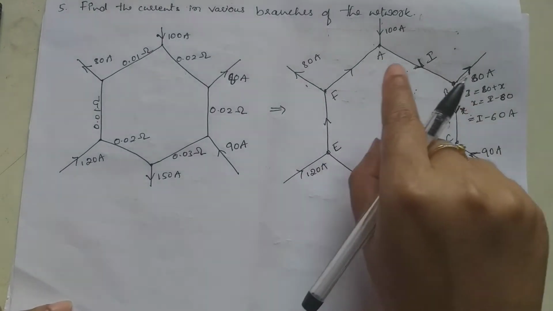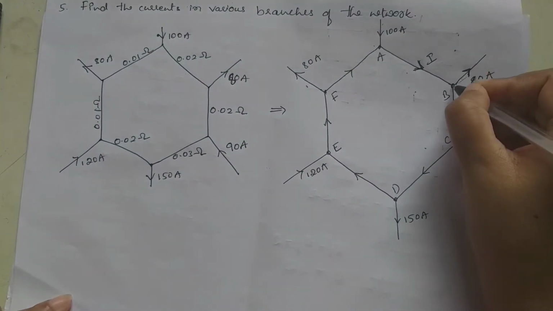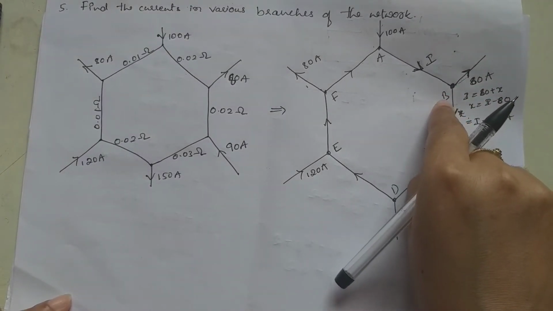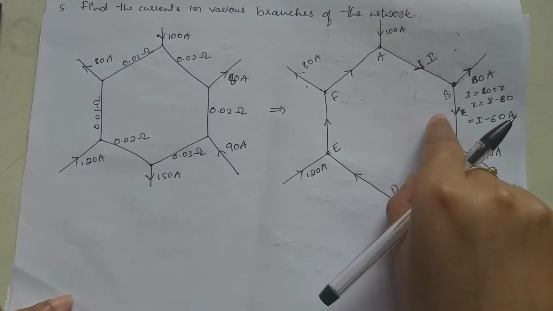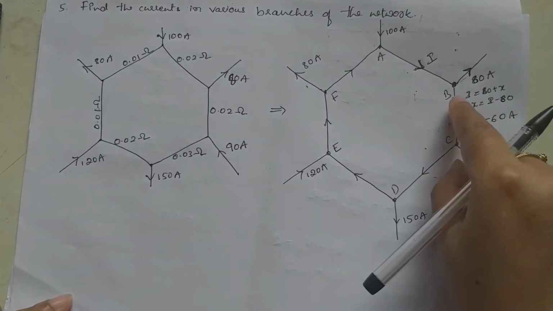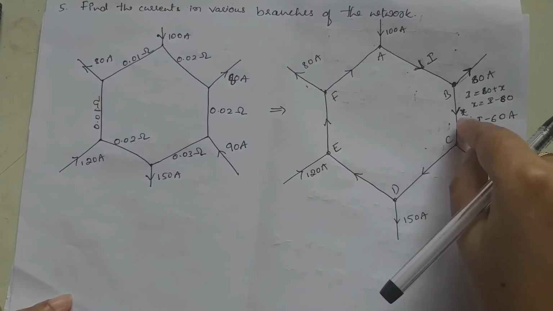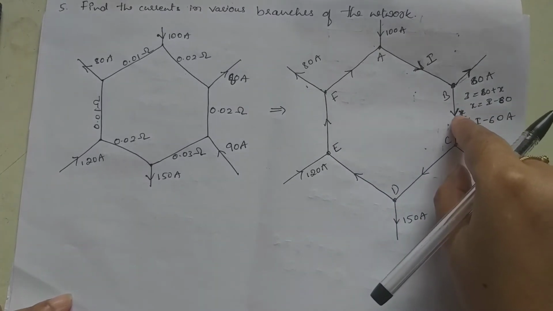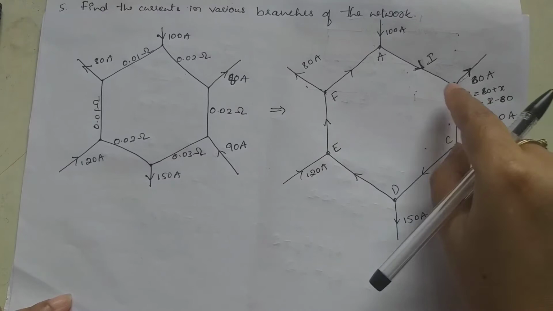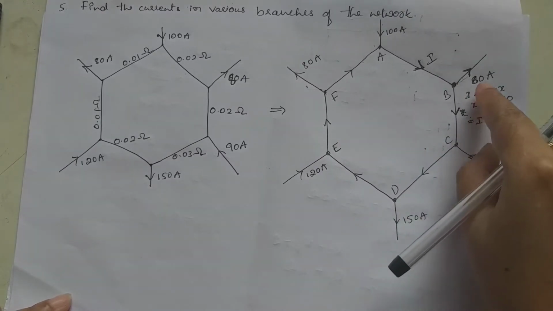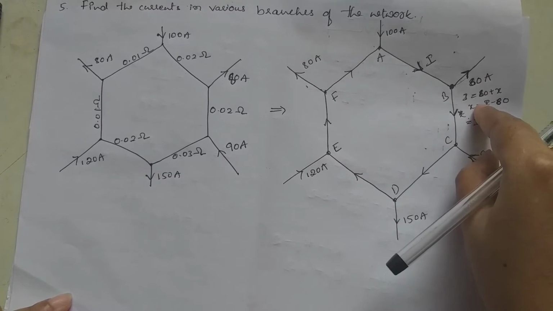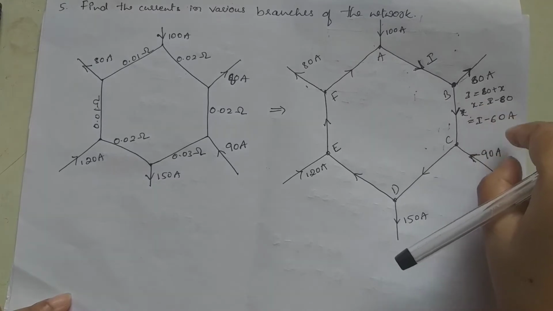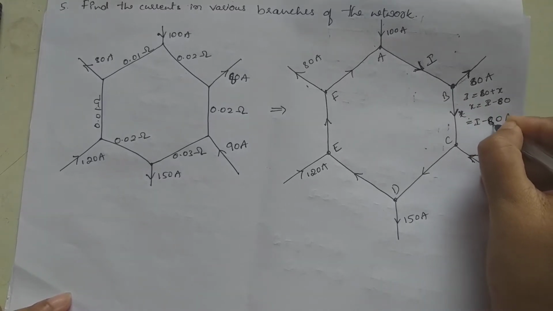After assuming this, we apply KCL to node B. KCL says the sum of the incoming currents is equal to the sum of the outgoing currents. If we assume the current through branch BC as X, clockwise, then only I is incoming, and that is equal to the sum of the outgoing currents, 80 plus X. So let us find X. X is equal to I minus 80.